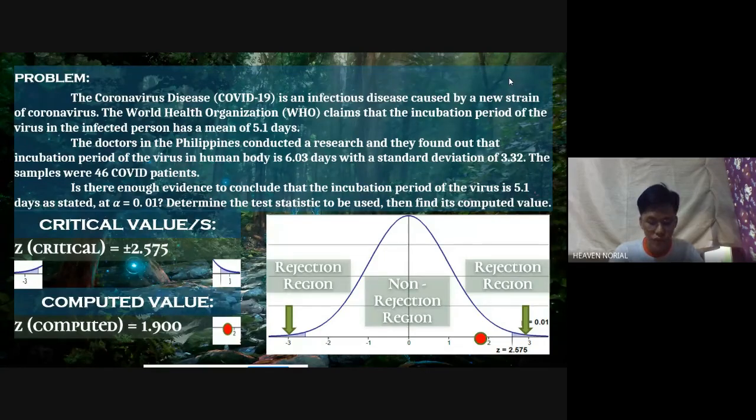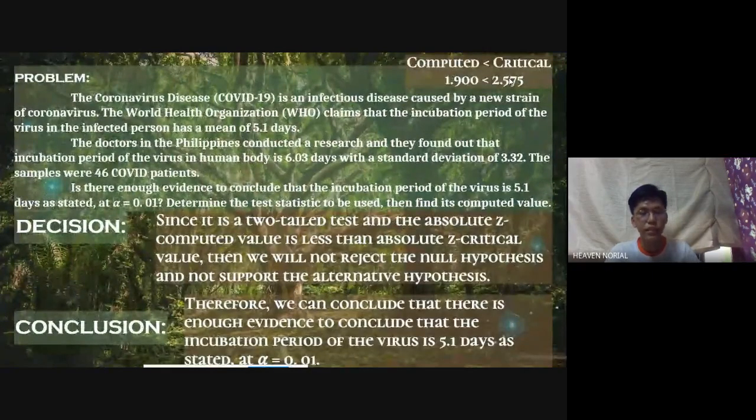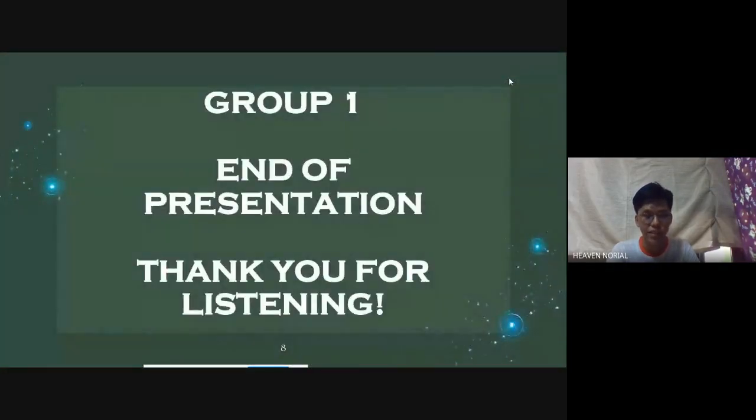Because our z computed value does not fall under the rejection region and is located instead in the non-rejection region, our decision is, since it is a two-tailed test and the absolute z computed value is less than the absolute z critical value, we will not reject the null hypothesis and not support the alternative hypothesis. Conclusion: therefore, we can conclude that there is enough evidence to conclude the incubation period of the virus is 5.1 days, and this marks the end of our presentation.